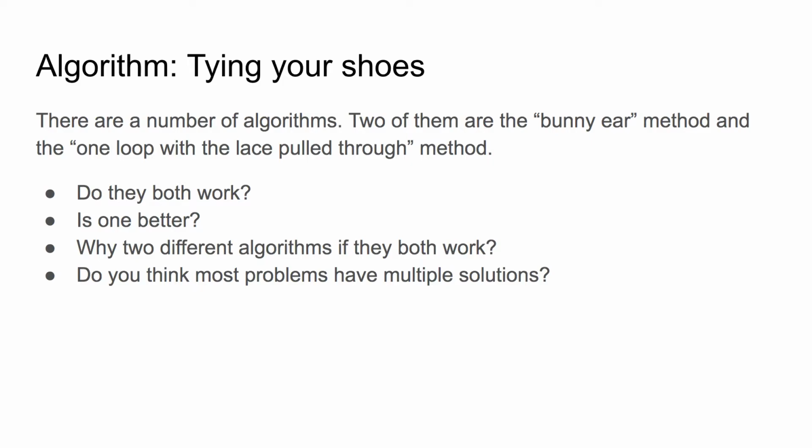Well, do they both work? Yeah, they both tie shoes. Is one better? Why do we have two different algorithms if they both work? Think about this. Why did we start with bunny ears for younger kids? We start with bunny ears because they can understand it. It's a simpler algorithm. It takes less fine dexterity, so it's easier for little kids to tie their shoes that way.